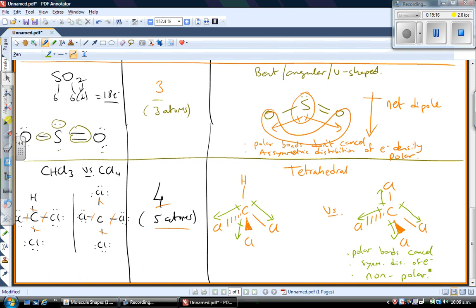Whereas with CHCl3, you can see here that the dipoles are not cancelling. So the dipoles don't cancel. And as a result, you have an asymmetric distribution of electrons, electron density, and the molecule is polar.